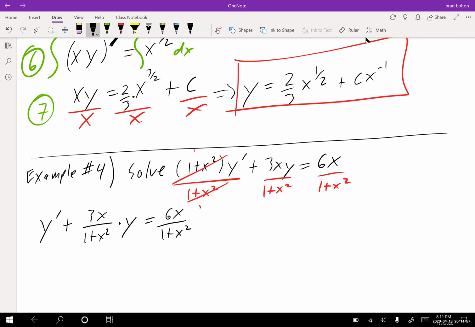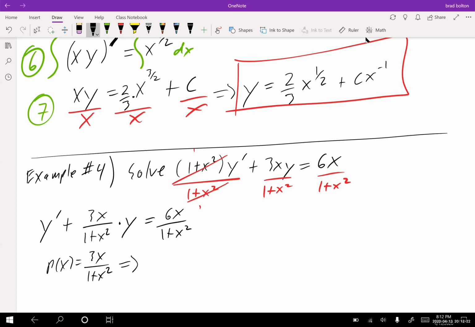Okay, so is it linear? First of all, yes it is, because it's y prime plus some p of x times y is equal to some q of x. So it is definitely linear. Okay, remember, not everything is linear, but obviously in this section it's going to be, because that's what we're testing you on. And then we identify our p of x. So p of x equals 3x over 1 plus x squared.